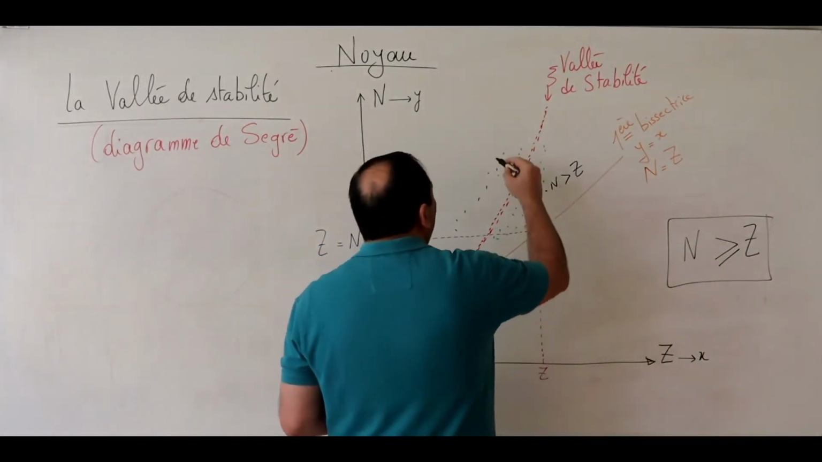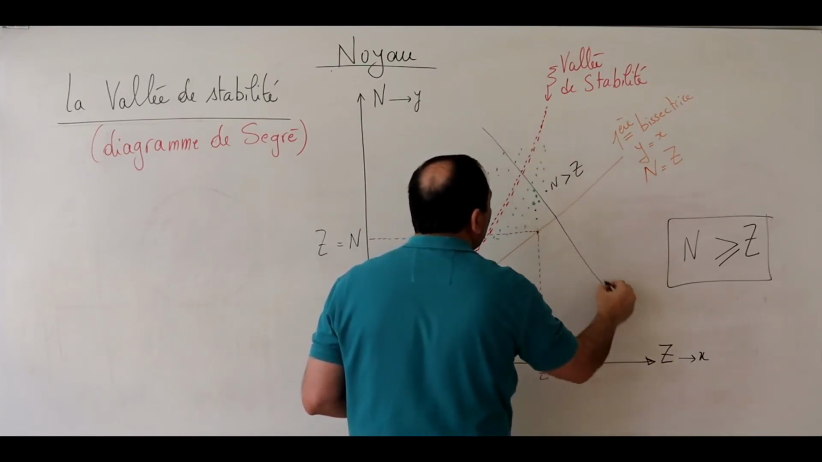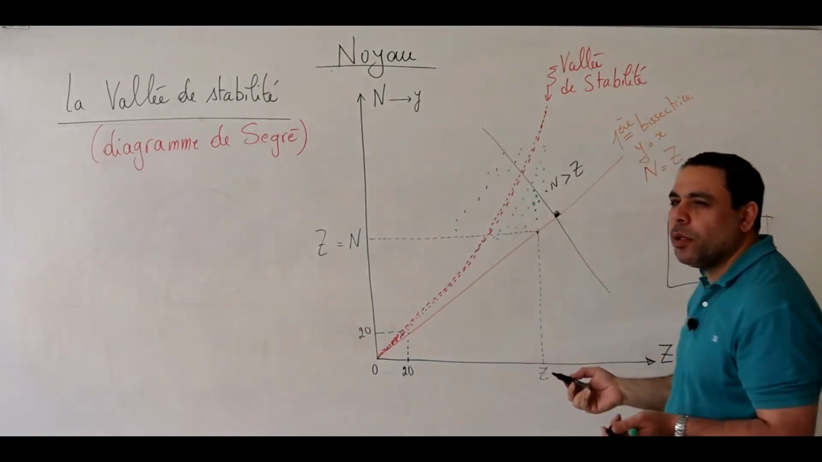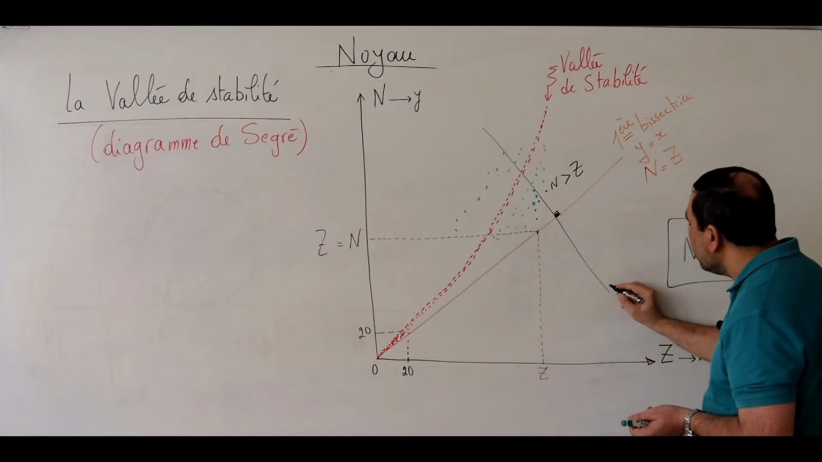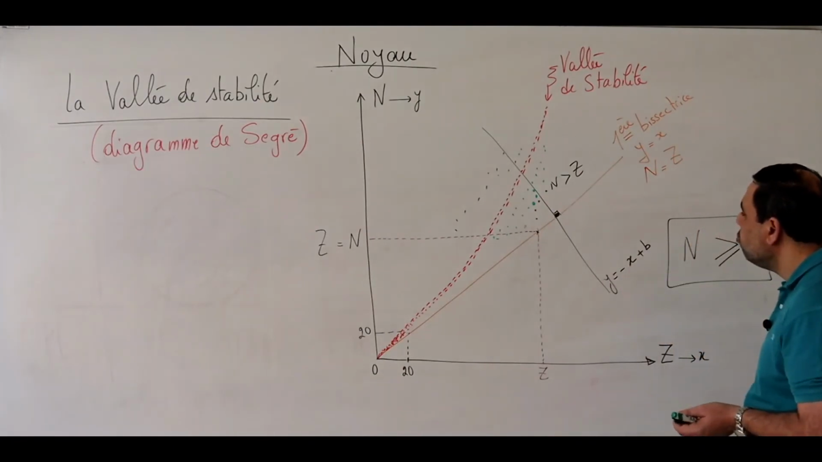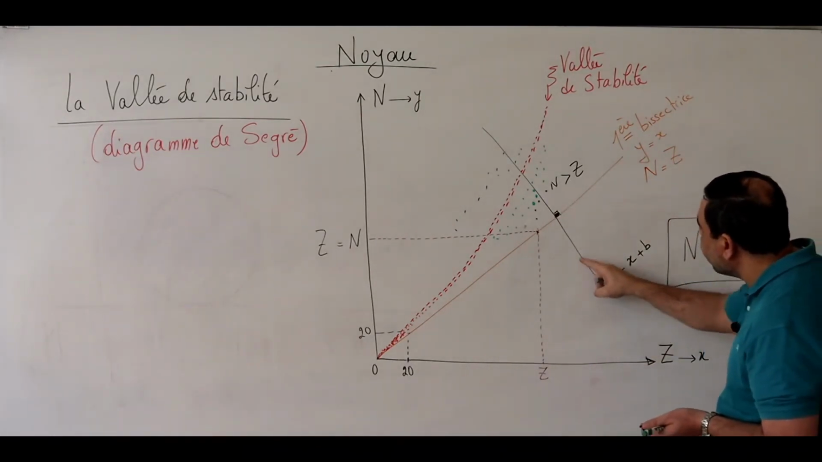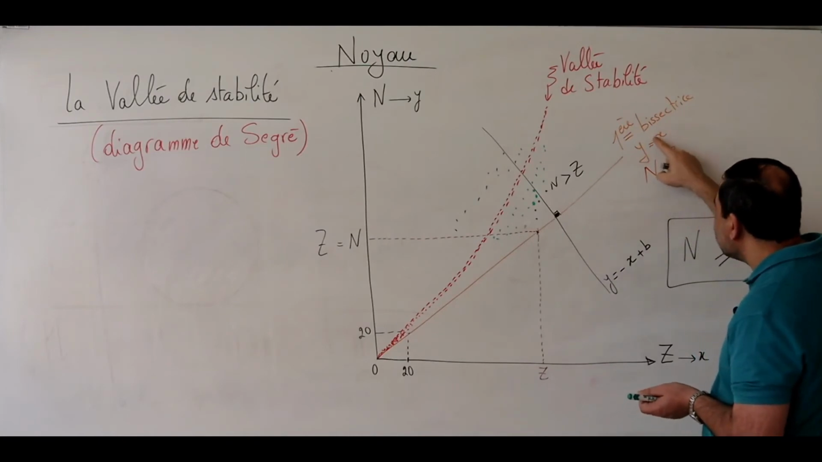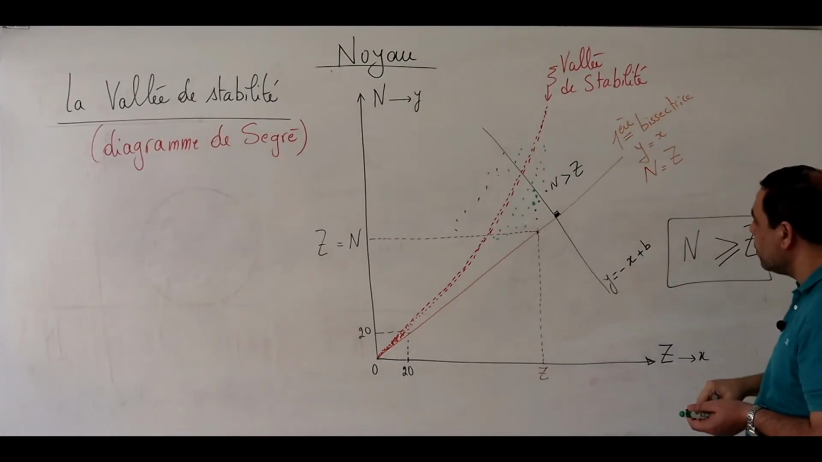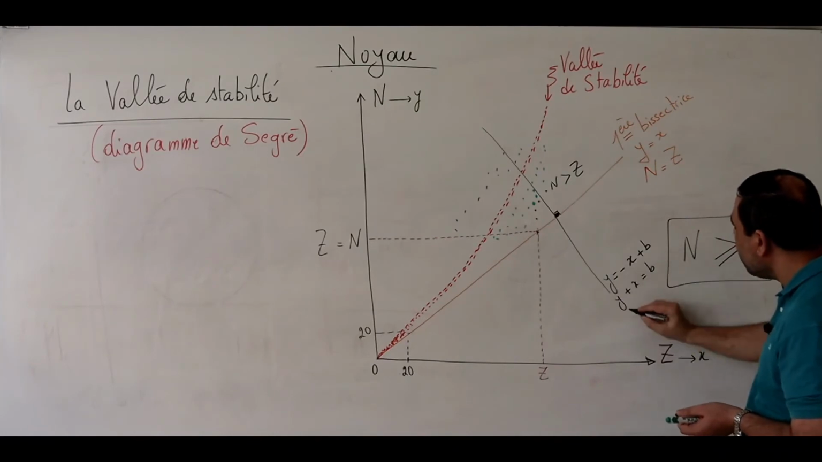If we draw the line that is perpendicular to the first bisector, what is the equation of the straight line that is perpendicular to the first bisector? It is Y equals minus X plus B, since the line is perpendicular to the first bisector. The slope of the first bisector is 1. The slope of the perpendicular to it is minus 1. So that's to say, Y plus X equals B.